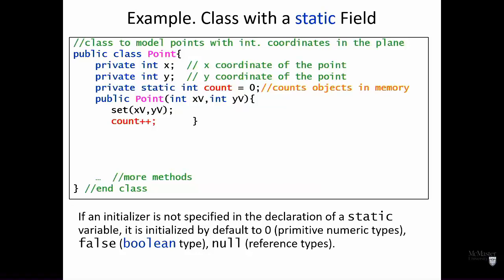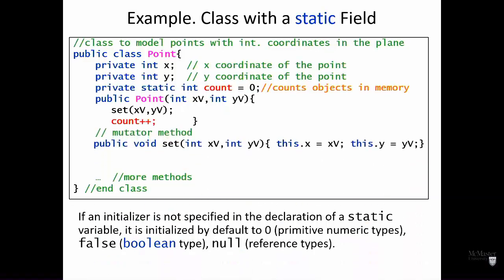What will happen here is we know that constructors get called by default. Every time you create a new object, your count is going to be incremented by default each time you define a new object. Okay. And then our set is simply taking 2 inputs, xv and yv, and then saying x equals xv and y equals yv.